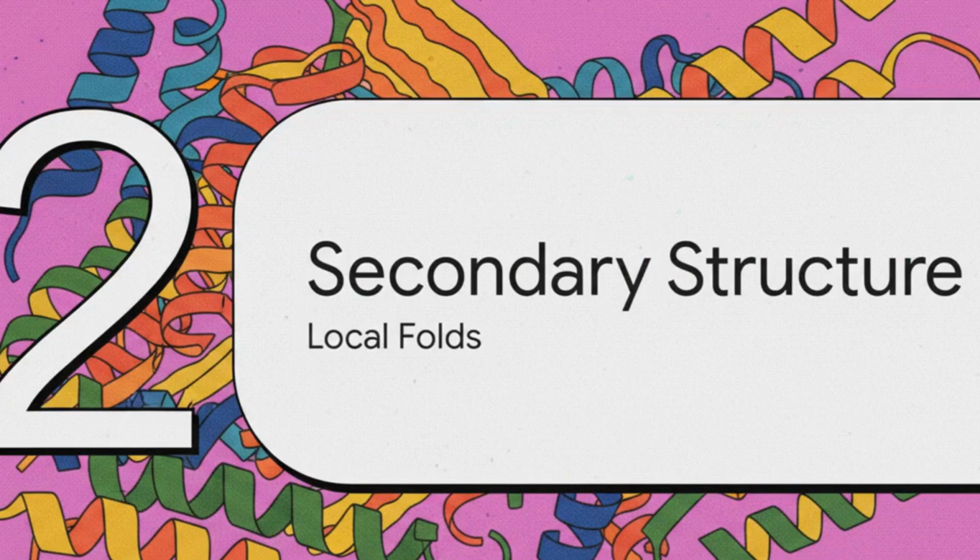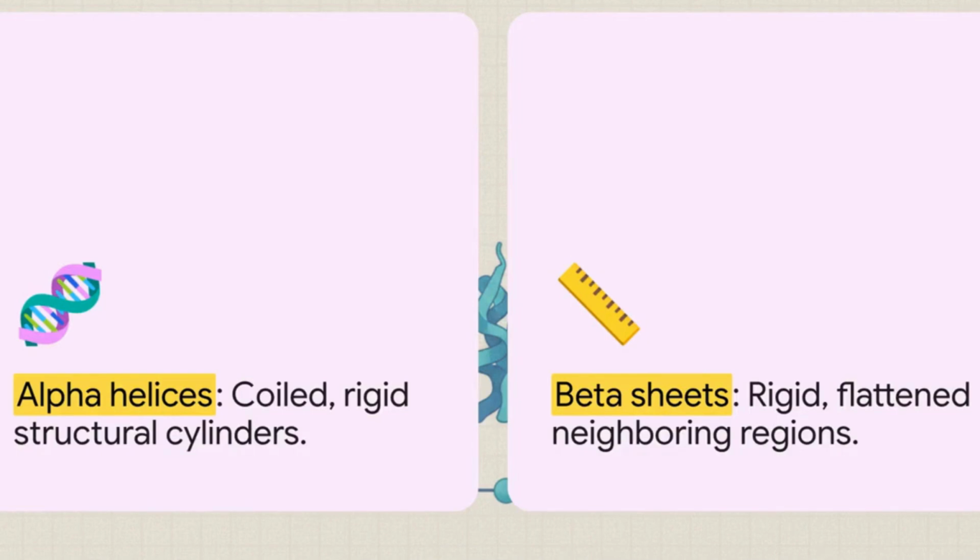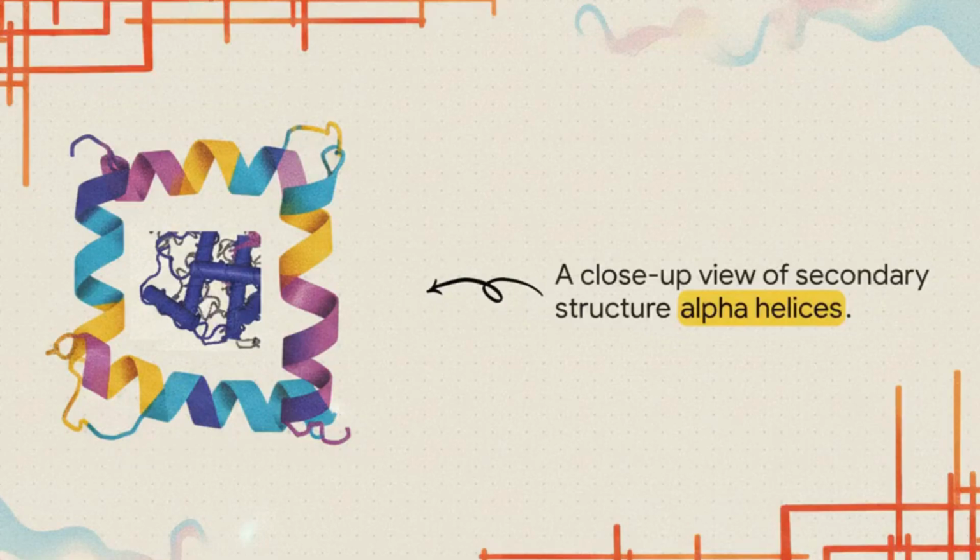Moving on to secondary structure, local folds. That straight line we just talked about, it immediately starts interacting with itself, folding up into these really specific geometric patterns. We get coiled, rigid alpha helices and flattened beta sheets. And both of these architectures are beautifully stabilized by a continuous network of hydrogen bonds. And when you look up close, you can clearly see these tightly coiled cylinders locking right into place. This is essentially the sturdy structural scaffolding of our entire protein.